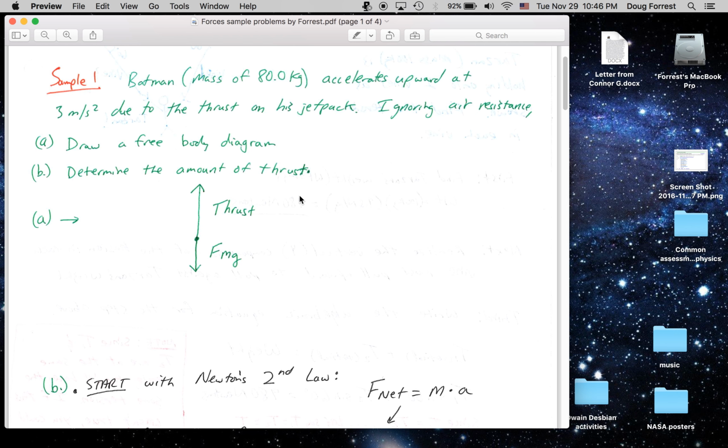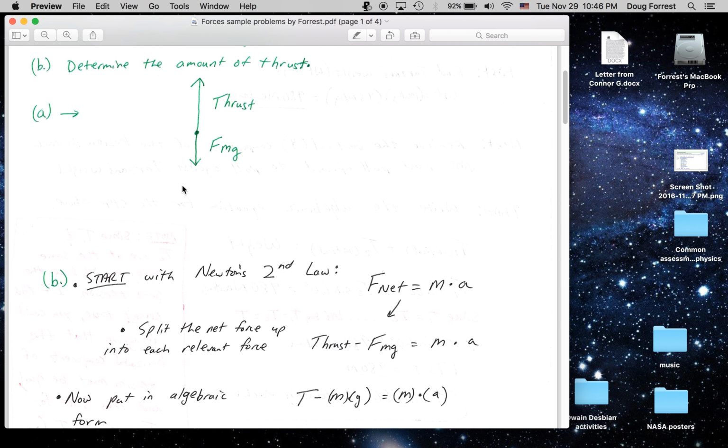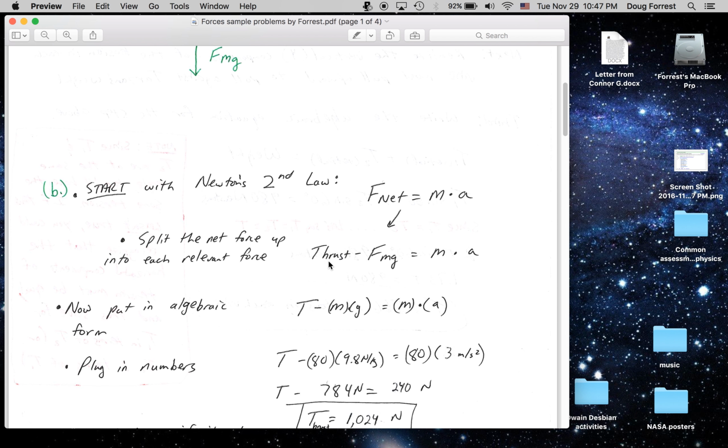So to calculate the amount of thrust, I want to start with Newton's second law. Like I said, that's really the master law of all physics. F net equals mass times acceleration. So now I need to think about the two forces which I had up here, thrust and gravity, and recognize that if those are acting in opposite directions, I would subtract one from the other. So the thrust minus the gravitational force would equal the mass times my acceleration upward.